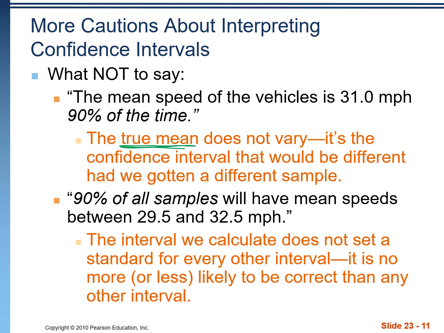Okay, and lastly, what not to write, 90% of all samples will have mean speeds between 29.5 and 32.5. This is a popular one. Okay, there's nothing special about these numbers. We take a different sample, we get a different average from the sample. Say next time maybe it's 31.1. If we do an interval with 31.1 instead of 31.0, these numbers change. Okay, the interval that we calculate does not set a standard for every other interval. We're just saying we think the mean is in between those two numbers.